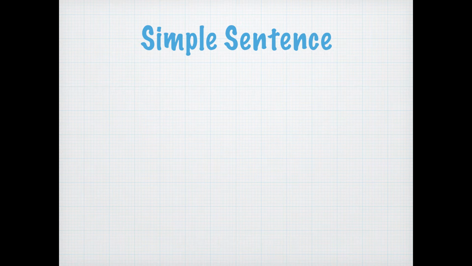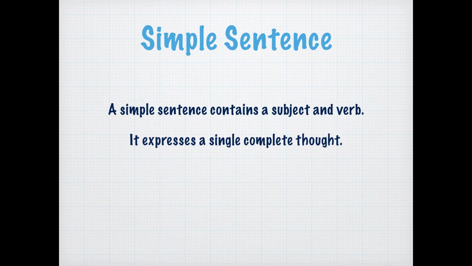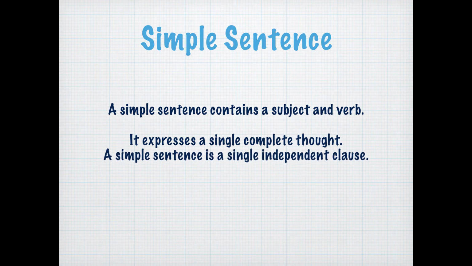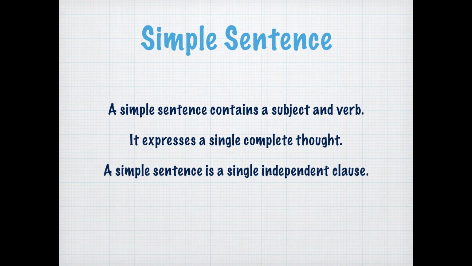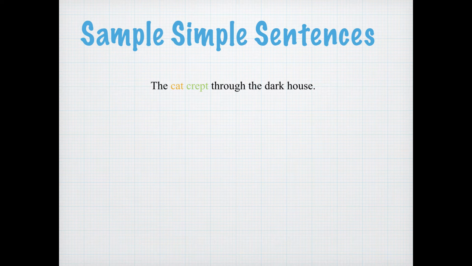Okay, so we begin with the simple sentence. It contains a subject and a verb. It expresses a single complete thought. A simple sentence is a single independent clause. Here's a sample. The cat crept through the dark house. Cat is the subject, crept is the verb. Expresses a complete thought.